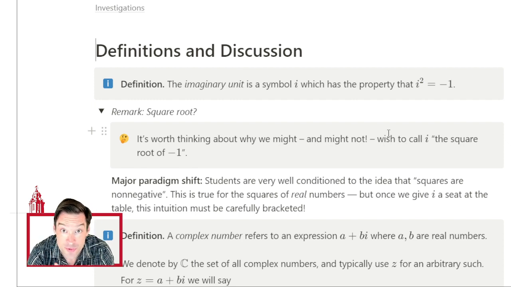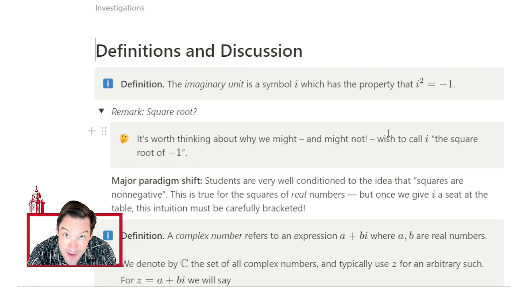Because after all, students are very well conditioned into the idea that if I multiply any number by itself, the result is going to be a non-negative real number, right? Negative times negative is positive. There's no way to get a negative when I multiply two numbers of the same sign together. And a lot of those intuitions are just not going to serve them once we start working with imaginary numbers.